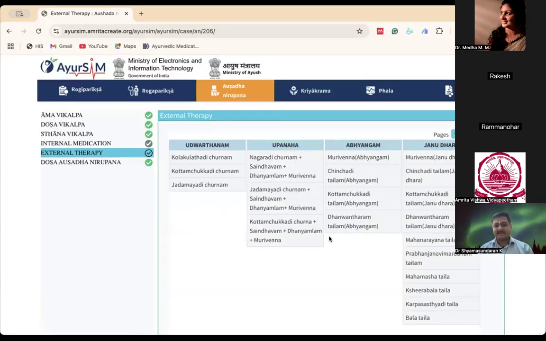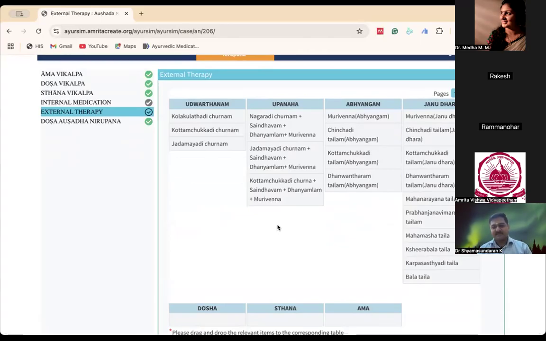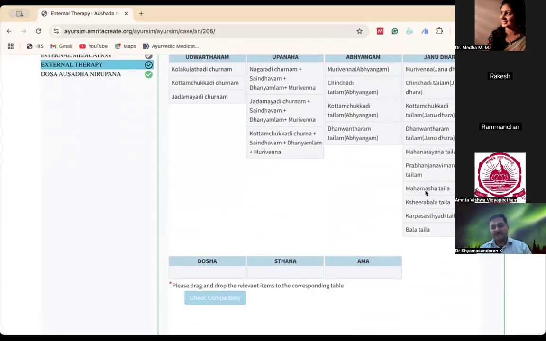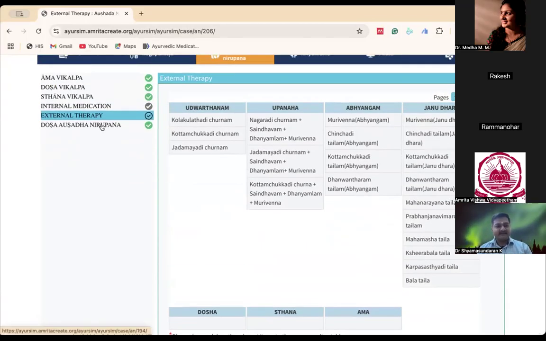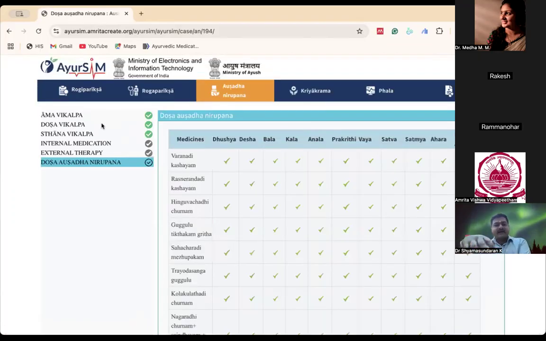Similar is external therapy, which has a pool of therapies. And based on dosha, sthana, and ama, you have to choose all of them and make the final list. And having done both, it is not enough that it fits for dosha, ama, and sthana. It should also work well with dusha in that particular vyadhi, or it should be suitable to that particular desha, bala, kala, anala, prakriti, vaya, sat. So you know all of that. So it should suit all of that.